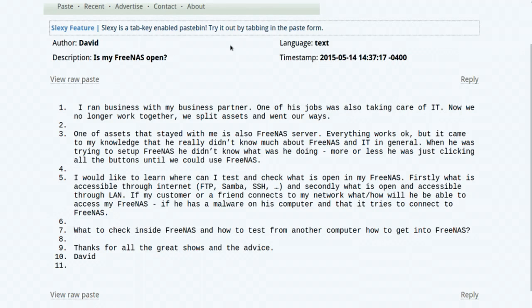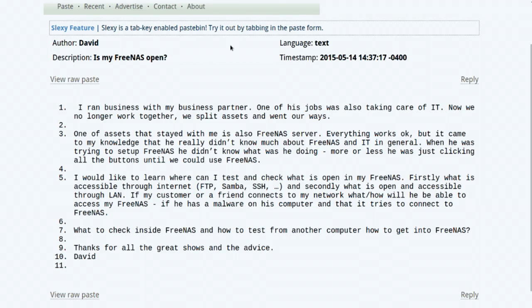Everything works okay, but it came to my knowledge that he really didn't know much about anything when it came to FreeNAS or IT in general. When he was trying to set up FreeNAS, he didn't know what he was doing. More or less, he's just clicking all the buttons until we could use the FreeNAS. I would like to learn where I can test and check to see what is open on my FreeNAS. Firstly, what is accessible through the internet, FTP, Samba, SSH, and secondly, what is open and accessible through the LAN?